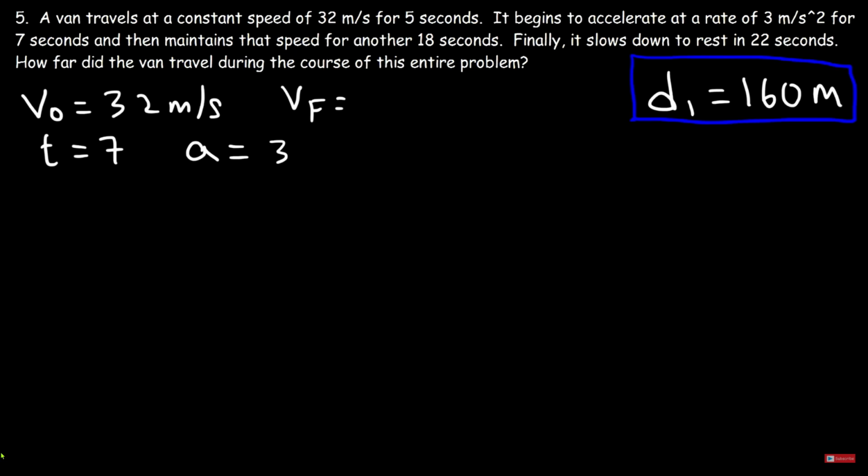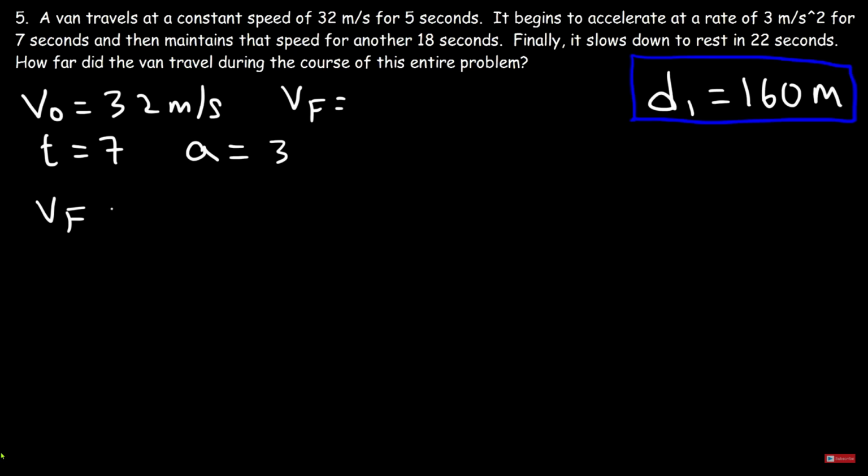Now, for every part, we need to keep track of the final speed because we may need that for the next successive part. So not only do we need to find the distance that the car travels in each part, but we need to calculate the final speed. So let's find the final speed first.